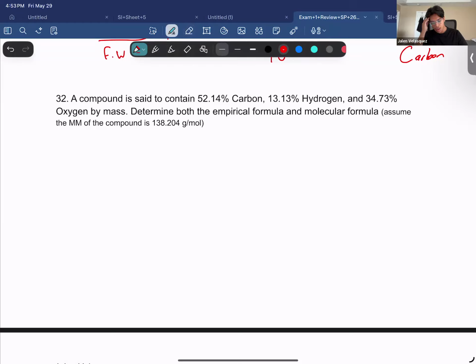Okay, so I have a compound and it says that it has 52.14% carbon, 13.13% hydrogen, and 34.73% oxygen by mass. Determine both the empirical formula and molecular formula for the compound. I'm going to give you a moment just to get started, see if you remember how to do this. I'm going to catch my breath for a moment and then we'll wrap up here, okay?